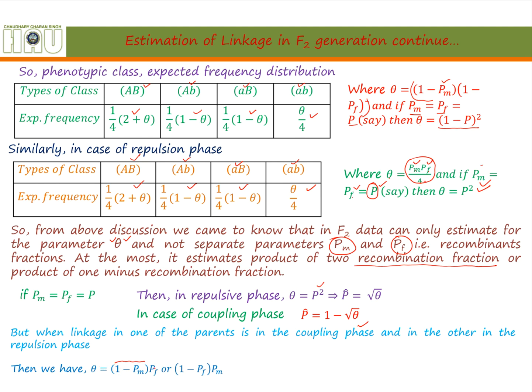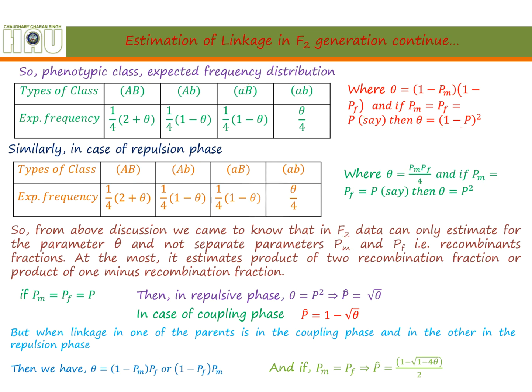1 minus Pm, and this is in repulsive phase, or 1 minus Pf, this is in repulsive phase. And again, if Pm is equal to Pf is equal to say P, then we can estimate P as 1 minus under root 1 minus 4 theta, by 2. So this is the procedure. You can estimate theta and P.